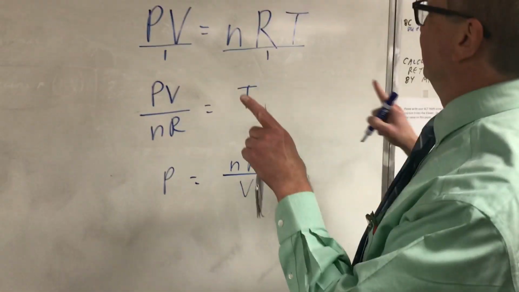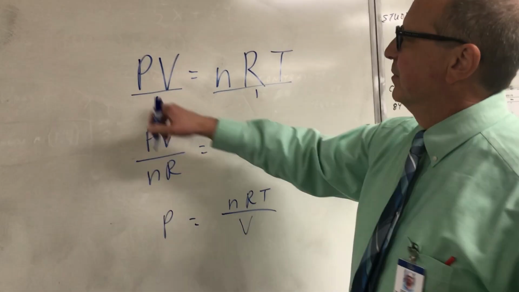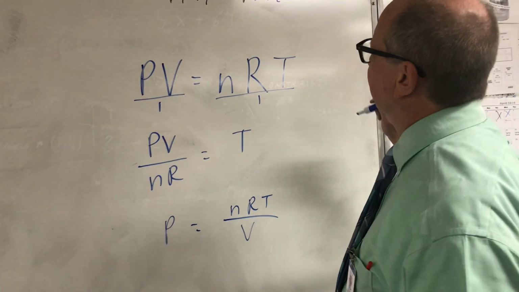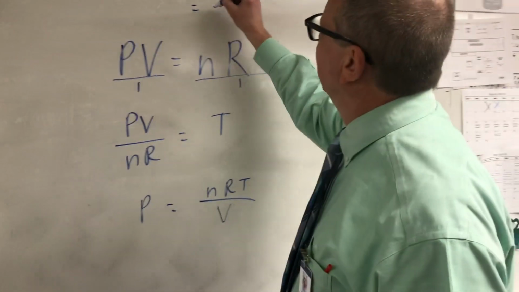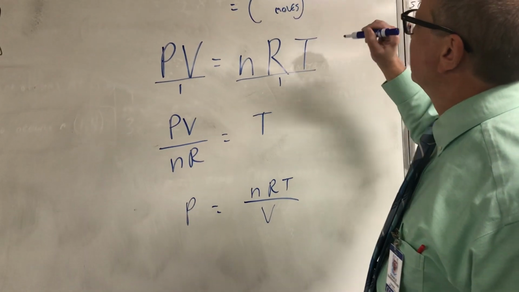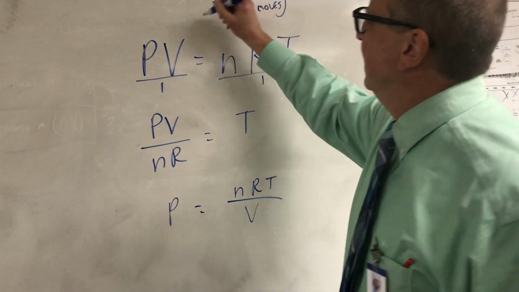Okay, so moles. Which letter do you think is moles? Well, let's see. Pressure, no. Volume, no. It's got to be n. All right, so we got moles. Okay. So there's your moles. Occupied 98 liters. Liters would be volume.